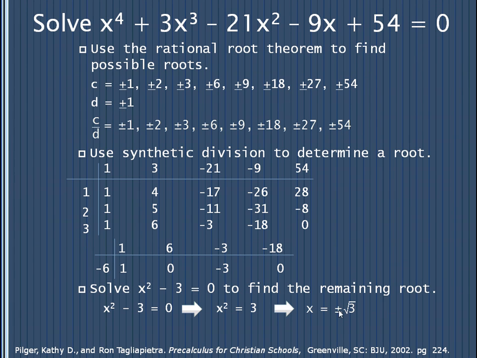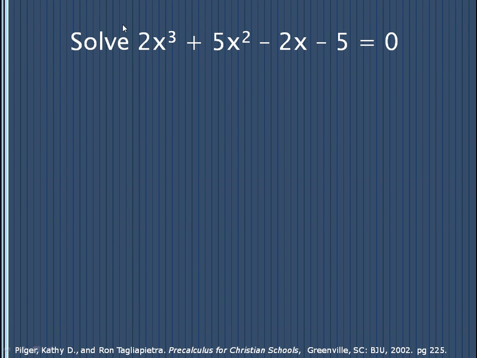Our last example here: 2x cubed plus 5x squared minus 2x minus 5 equals 0. Going to start off the same way. Just real quickly, degree 3. So how many solutions are we going to have? We're going to use the rational root theorem, or C over D. Our possibilities for C are plus or minus 1 and plus or minus 5. Those are the factors of 5. Our possibilities for D are plus or minus 1 and plus or minus 2, the factors of the leading coefficient.